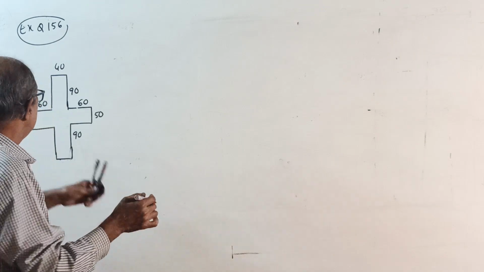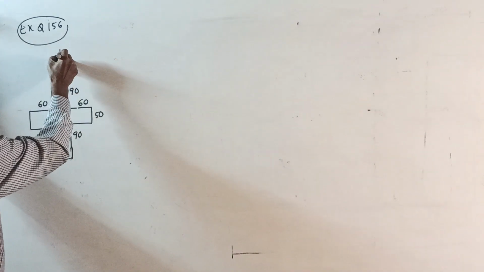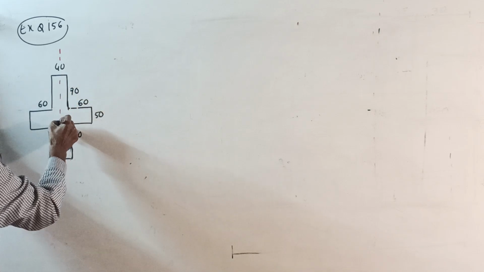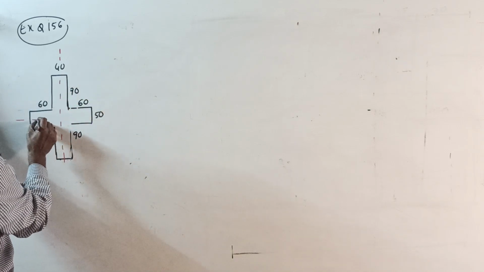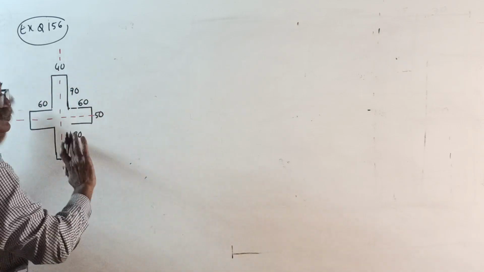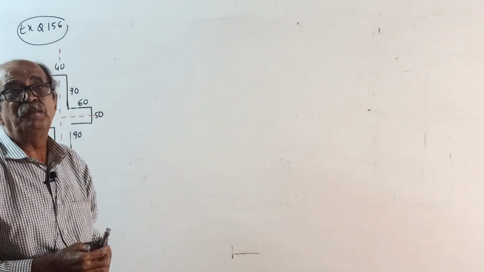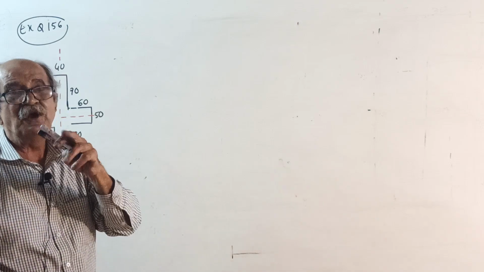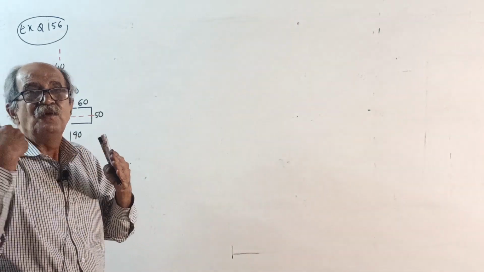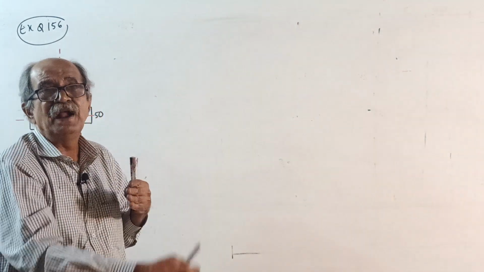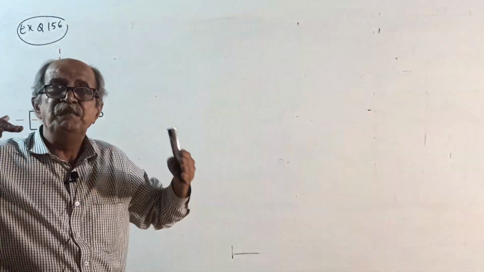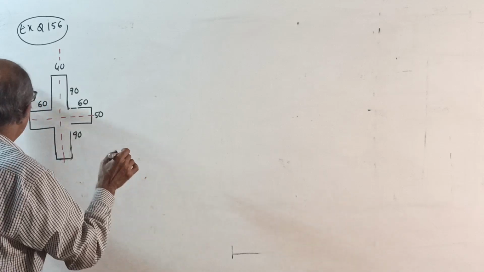It is perfectly symmetrical about the YY axis, and also about the XX axis. Therefore, there is no need to locate the centroid by calculation. You have to locate the centroid directly: horizontally, midway, mark YY; vertically, midway, mark XX. Divide into parts.